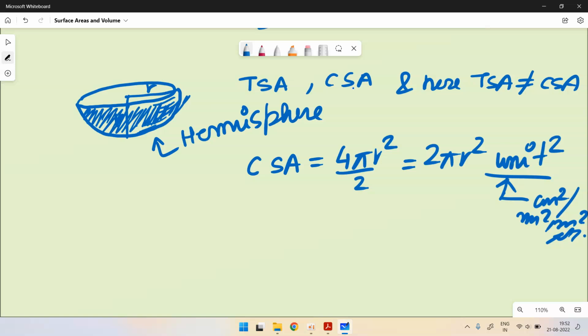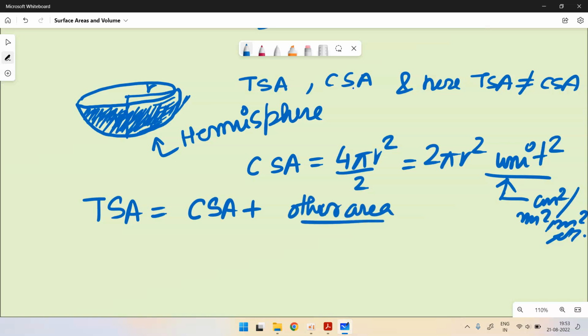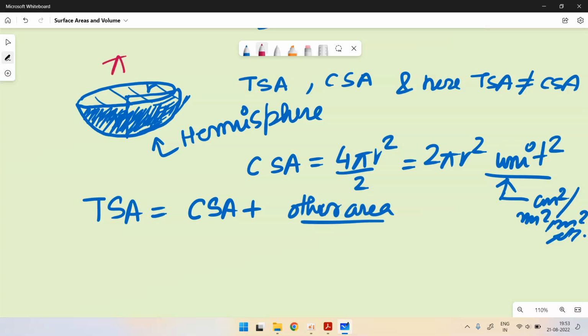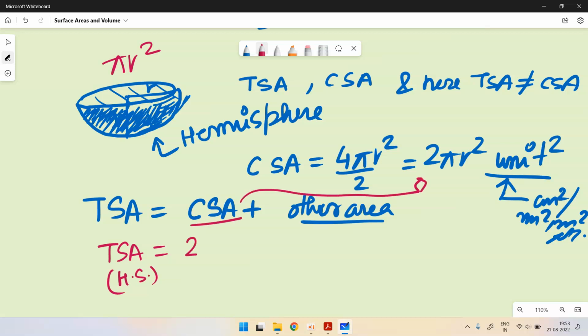Then if CSA is the curved surface area of this, what is the total surface area? Total surface area is equal to the curved surface area plus the other area. What is this other area? It is nothing but the area of this circle, and you know that the area of this circle is pi r square. So the total surface area of the hemisphere will be CSA, which is 2 pi r square, plus pi r square, the area of the circle. Total surface area will be 3 pi r square.